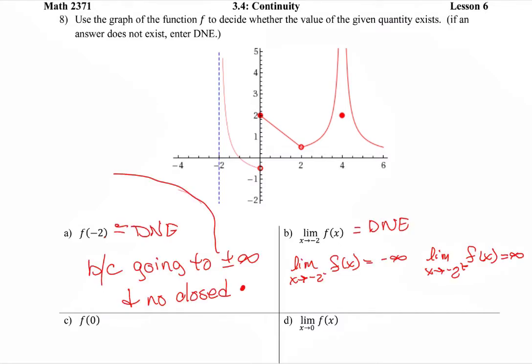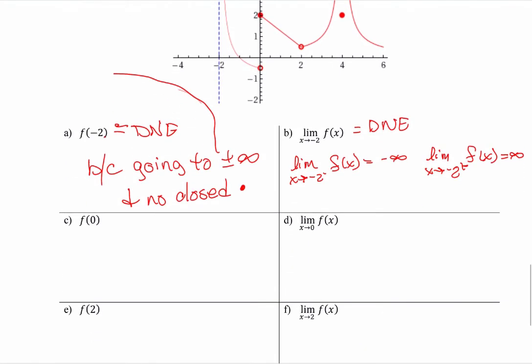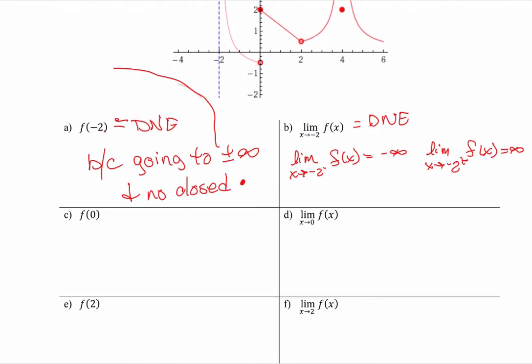So now I'm going to scroll down just a little bit so I can get to the next one. All right? If I look at 0, my closed circle is at 2, so therefore my f value is 2, and that's because of the closed circle.